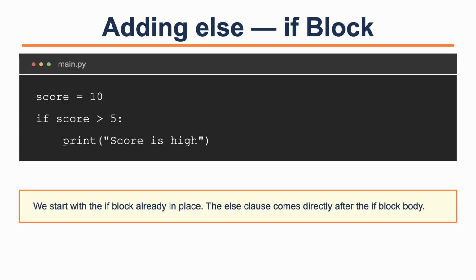Adding else starts with the code we already have. The variable score holds the value 10. The if statement checks whether score is greater than 5. The else clause will come directly after this block.